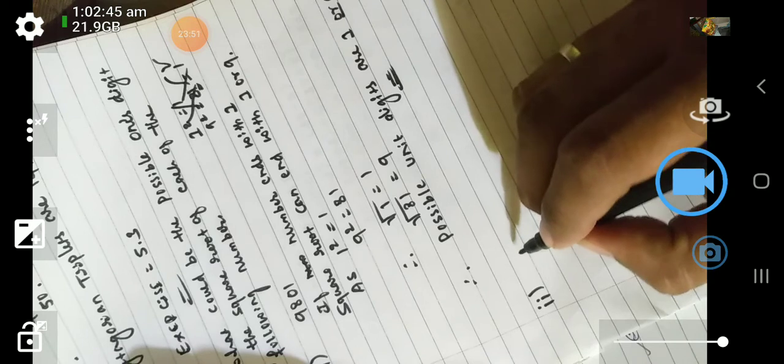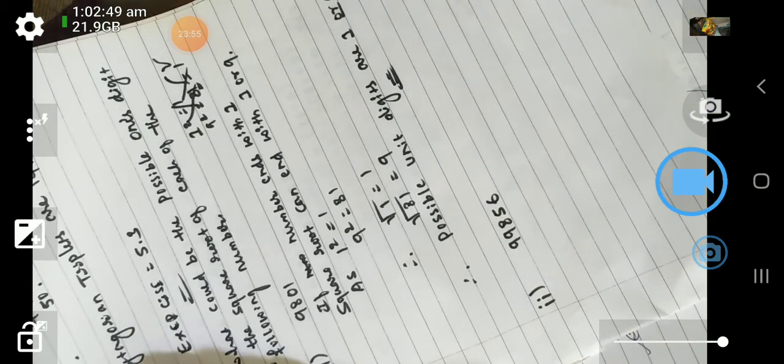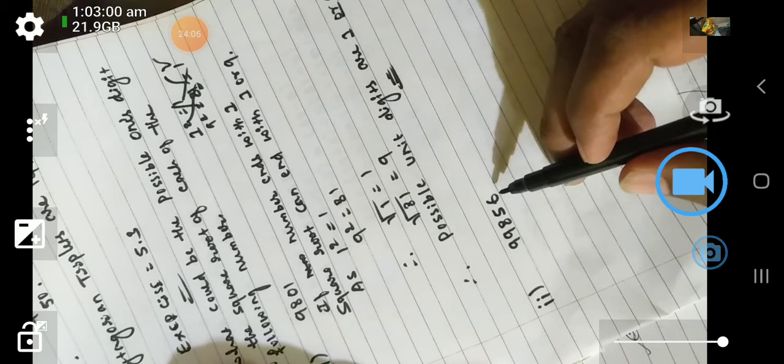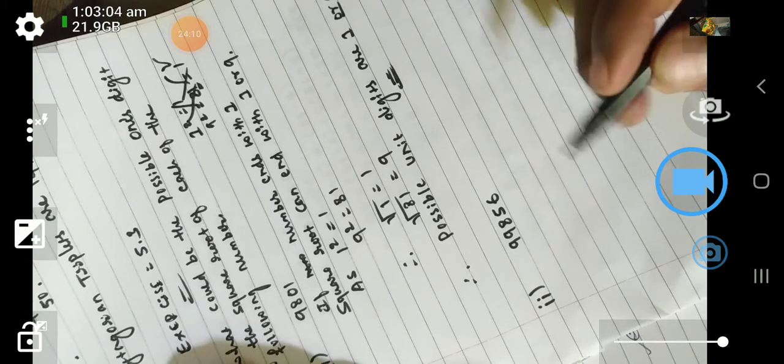99856. So how can we solve this? If the number ends with 6, okay, what would be the possible unit digits?